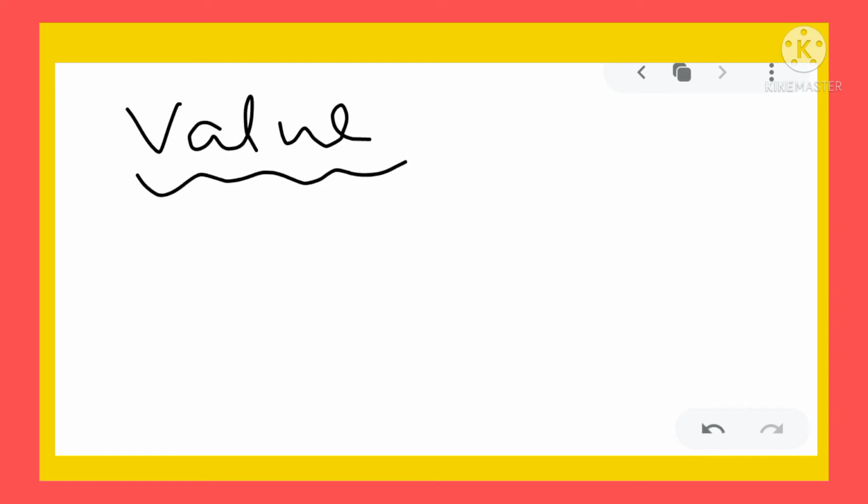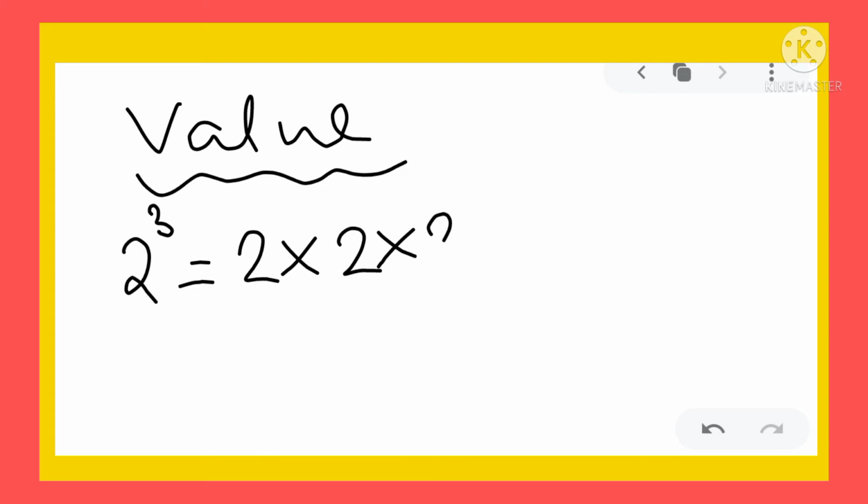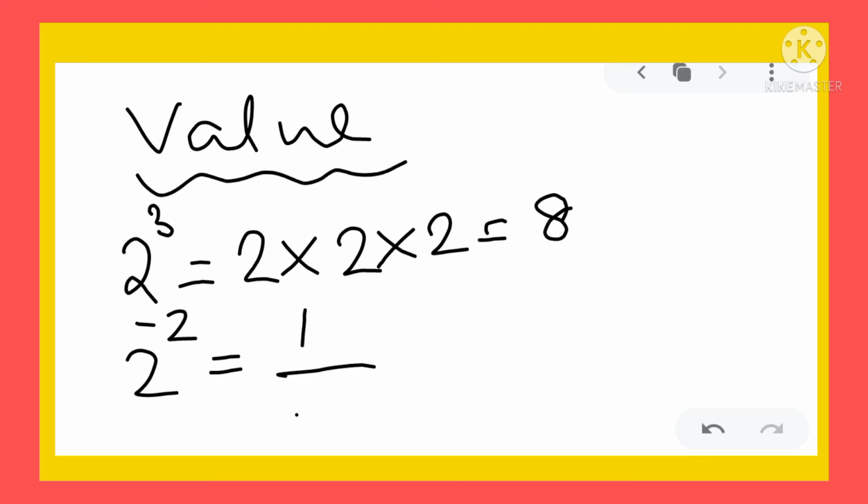Value of the numbers. What is the value of 2 raised to 3? How can we find the power? That means 2, 3 times. We want to multiply 2 three times, that is 8. Then if it is 2 raised to minus 2, first we want to write it as a positive power. If a number is in the positive power, then only we can find out the value. Then write it in the same way. So 1 by 2 square, so it is 1 by 4.